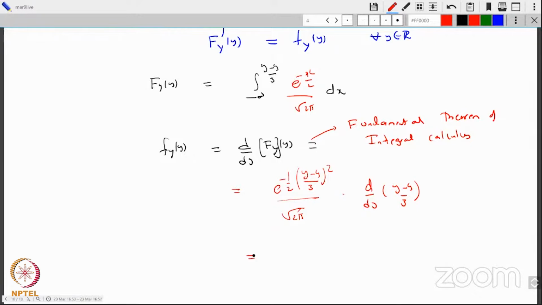And what's that going to give you? That's going to give you e to the minus 1/2 of y minus 4 whole squared by 9, the whole thing divided by root 2 pi. And this derivative will give you 1 over 3. Okay. So that's the density function of y. So from this, can someone tell us on chat, what is the distribution of y?